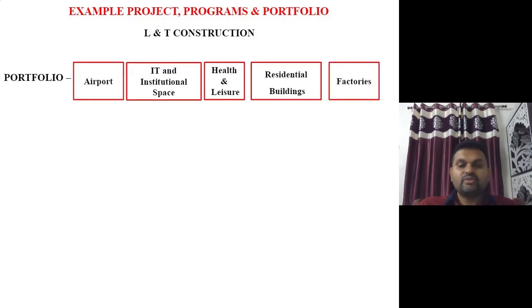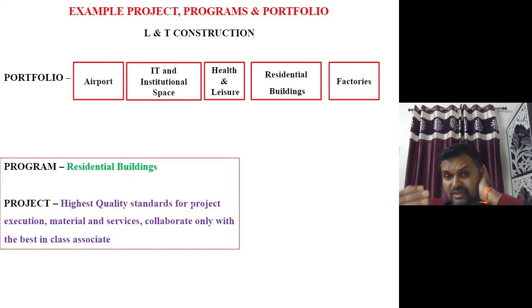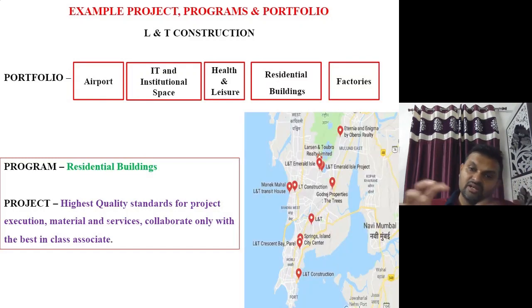I will be taking an example of L&T Construction. If I'm talking about a portfolio, L&T Construction, that is Larsen and Toubro, has five verticals: the airport, IT, health and leisure, residential building, and the factories. So these are the portfolios they have. Let me take the example of a residential building.